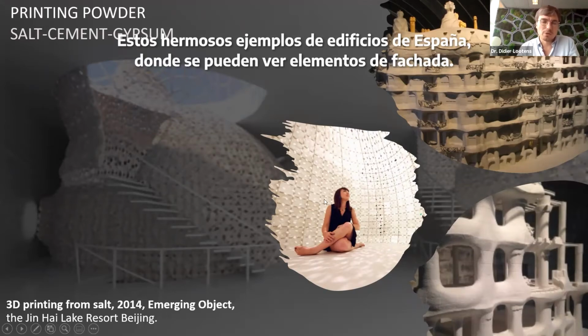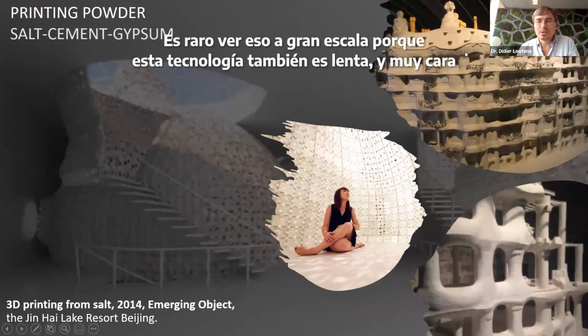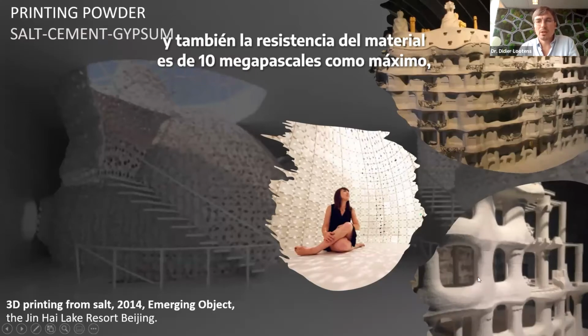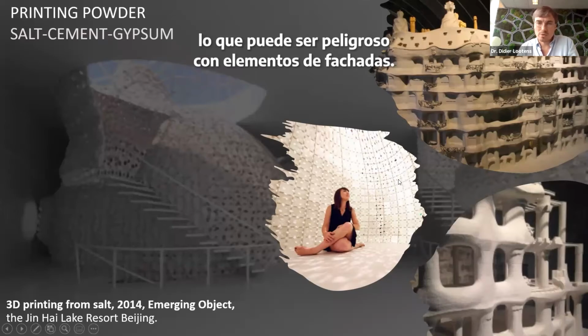So here, example of buildings representation from Spain, where you can see facade elements. It's very rare to see that at large scale. So this technology is also slow and very expensive. And also the strength of the material is maximum 10 megapascal, which may be dangerous for facade elements.